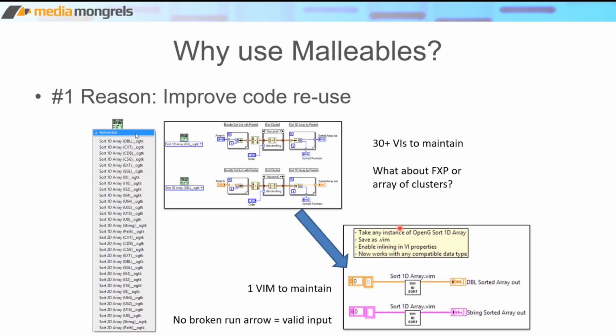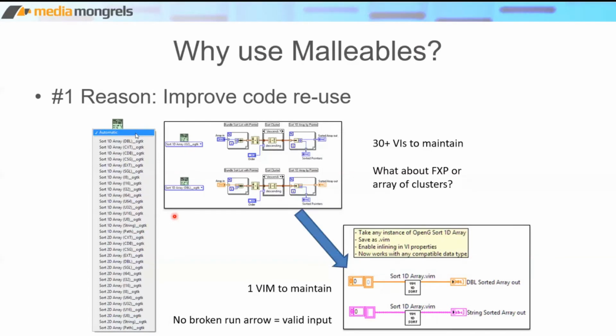So why use Malleable VIs? I think one of the main reasons is code reuse. If you've ever looked at some of the OpenG and MGI VIs that do stuff on different data types, the way they work is they are polymorphic VIs. Someone has had to create a copy of exactly the same VI for each different data type that it supports. And there may be things in there, like cluster type definitions, for example, that you couldn't do on these, and it would just break.